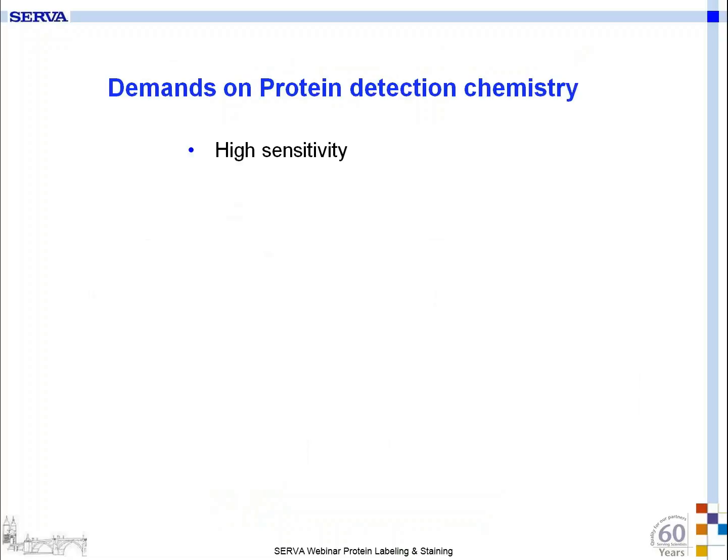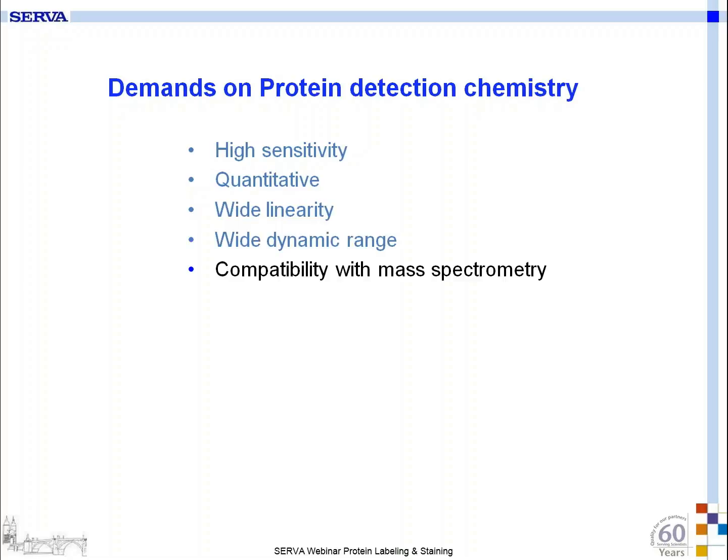So first of all, what you want is a high sensitivity. And of course, it should be quantitative, with a wide linearity. What this means, I will explain later on in another slide. Again, a wide dynamic range would be great. And if you talk about the upscaling, upstreaming of your method, it perhaps should also be compatible with mass spectrometry.